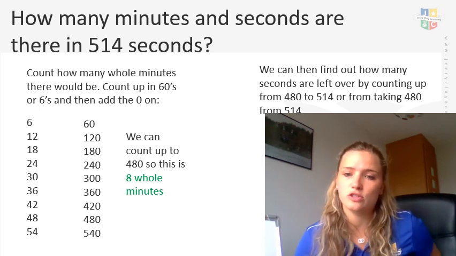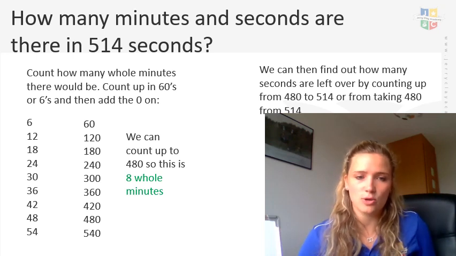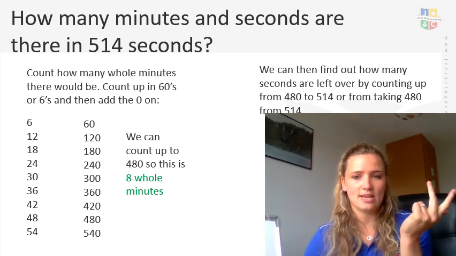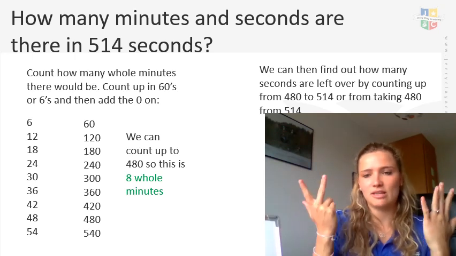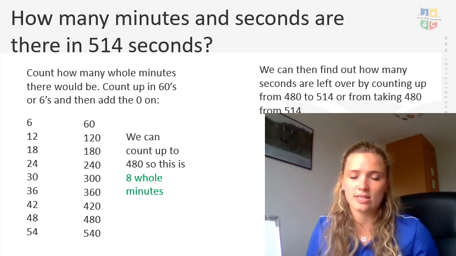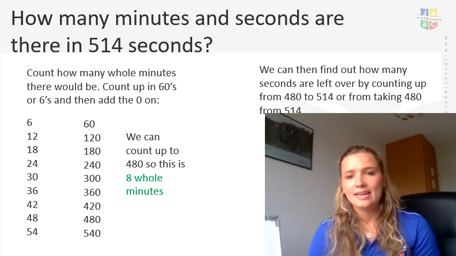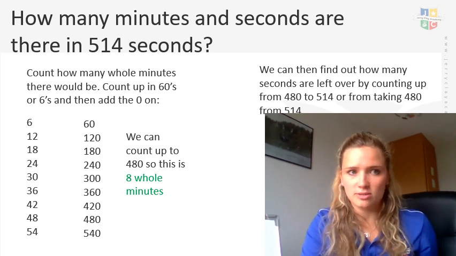So if we go to 480, and then we can count how many whole minutes we've got. So we've got 60, 120, 180, 240, 300, 360, 420, 480. So I know I've got 8 whole minutes there. So I know there's definitely going to be 8 minutes. Now I need to work out how many seconds are left over. So there are 2 ways that we can do this.